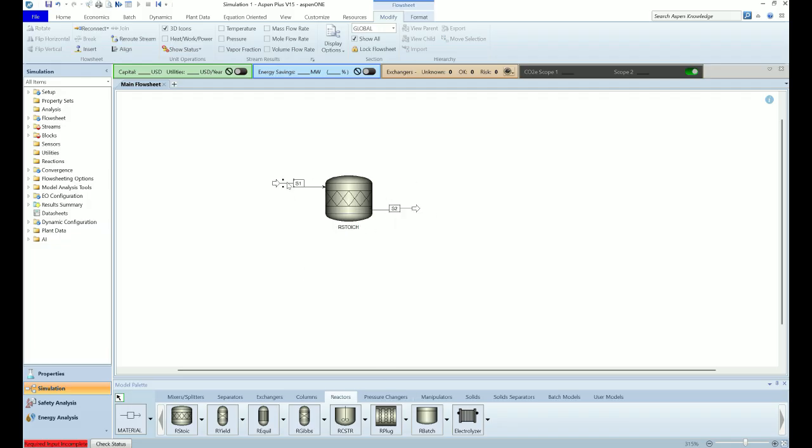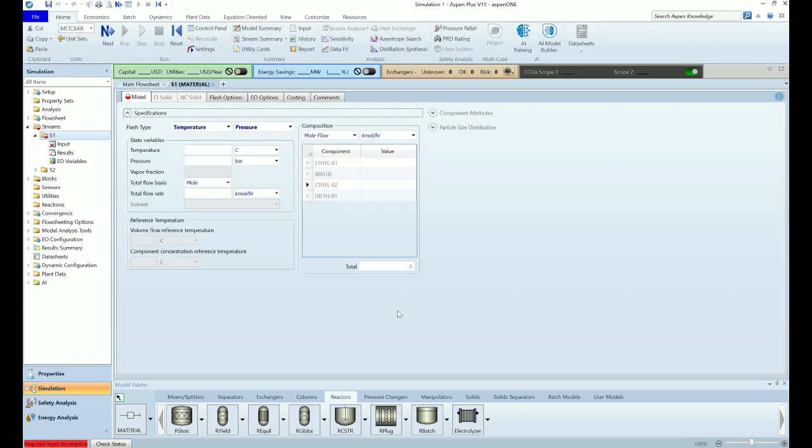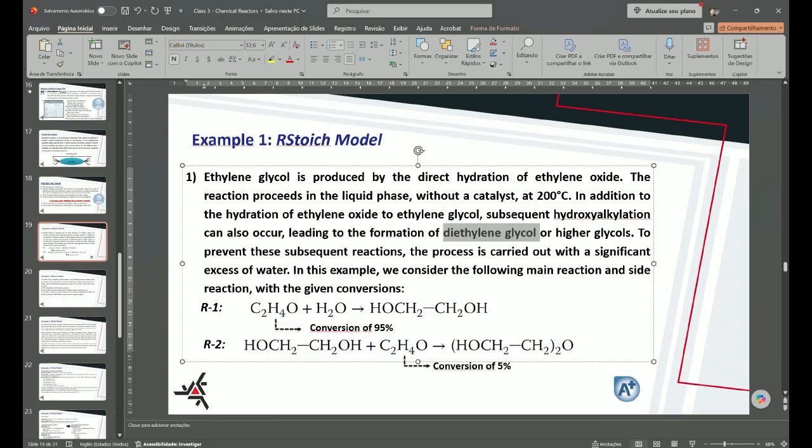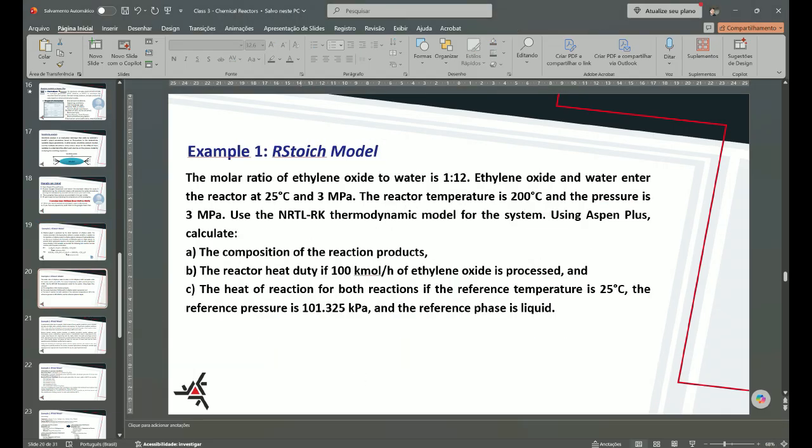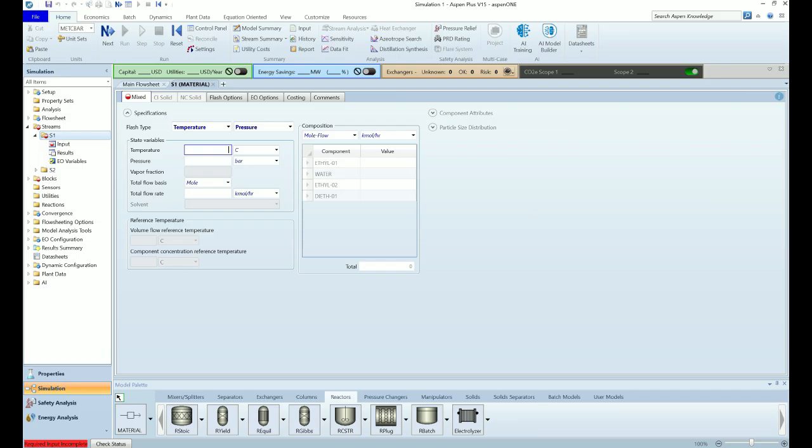Let's define our variables. In our input stream, let's put our conditions that we must check here. The conditions for the input stream entering the reactor are 25 Celsius degree and 3 megapascal. Let's change here to megapascal first.